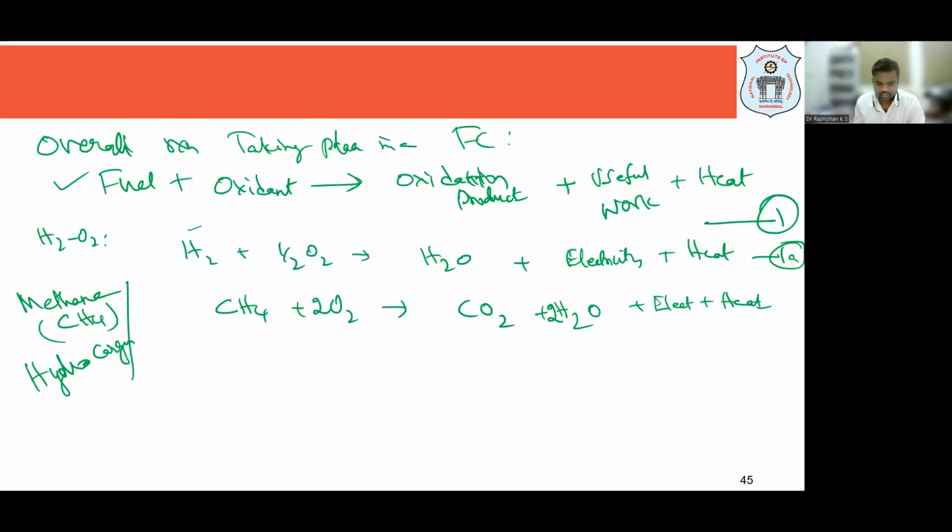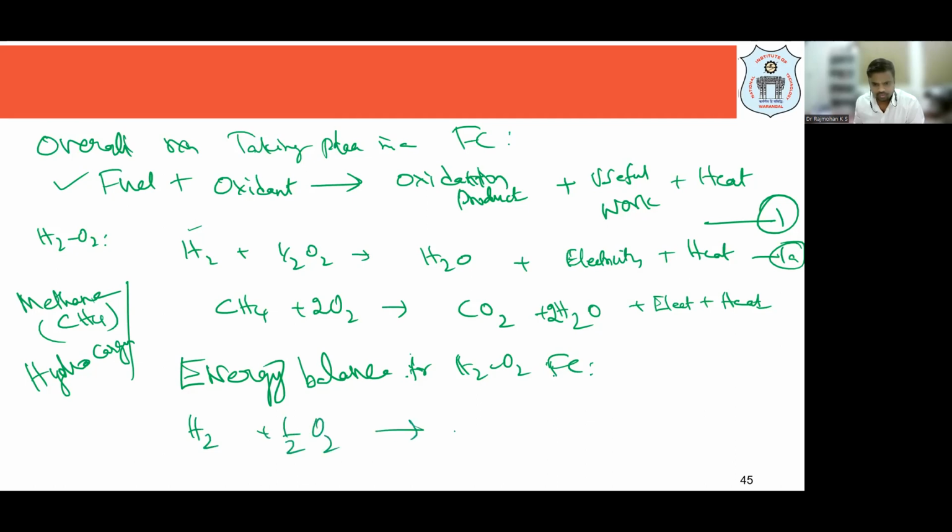Now looking into the energy balance. If you look at the energy balance for the H2-O2 fuel cell, you can write H2 plus half O2 will form H2O plus E electrical minus E mechanical plus Q.